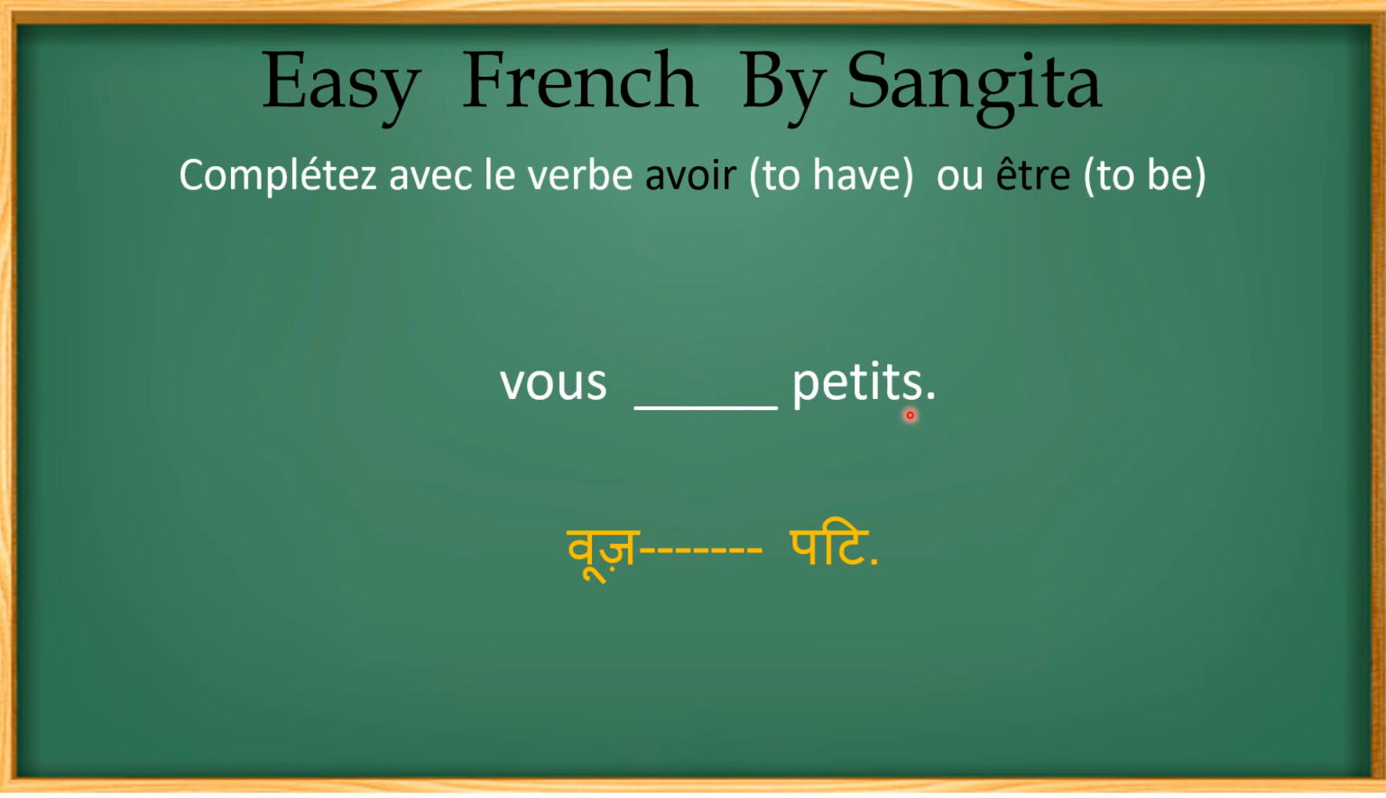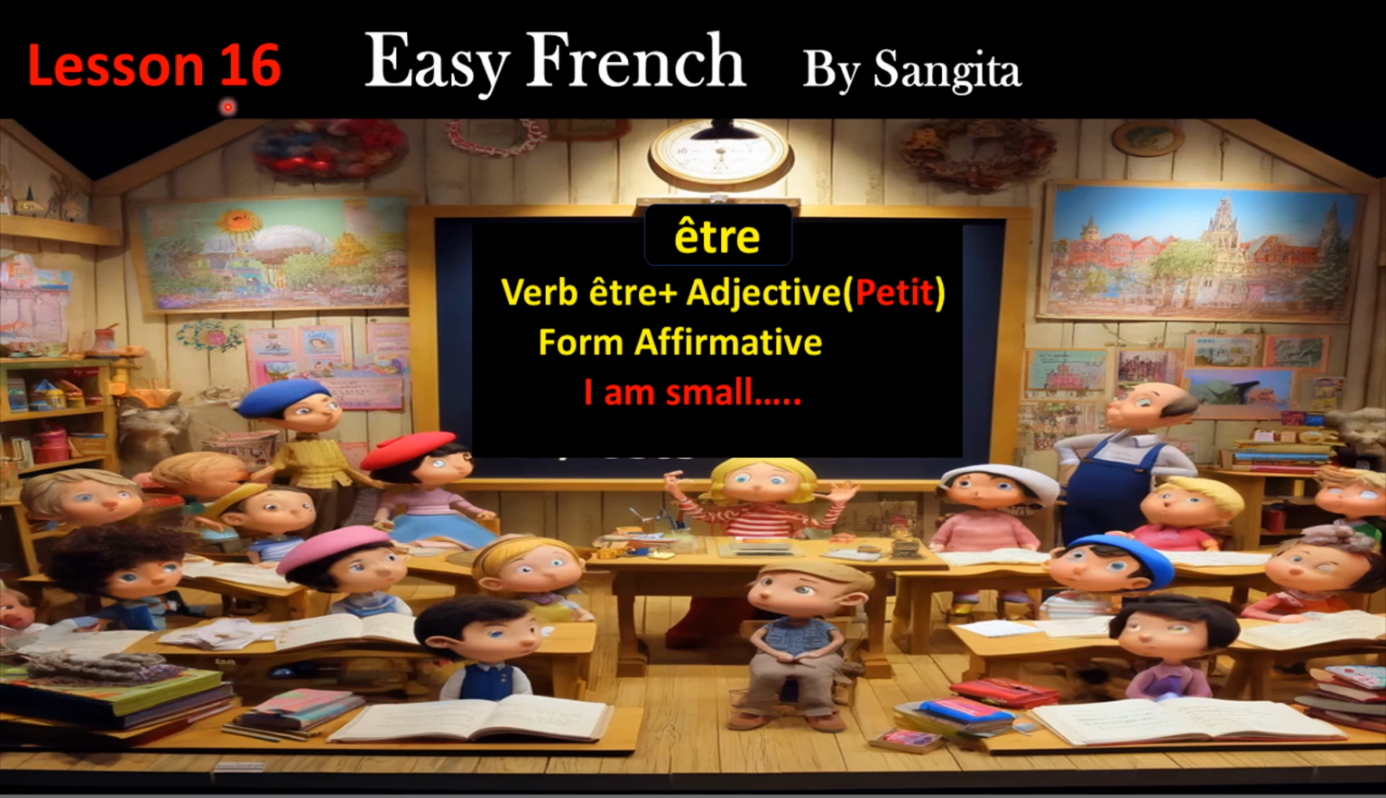Over here, it's plural, petit. So now vous will mean you all. So you all dash small. You all have or are. So are. So conjugation of être in the vous form. So vous êtes petit. Vous êtes petit means you all are small. Clear?